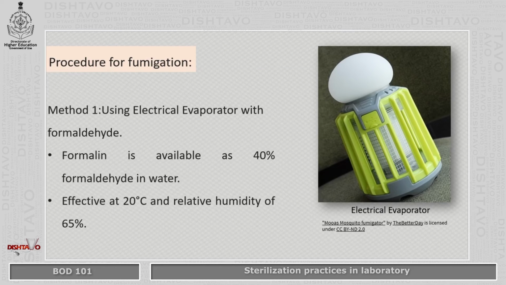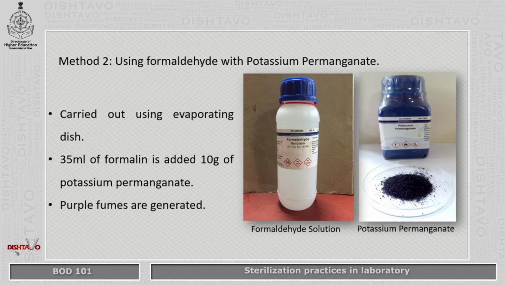Procedure of fumigation. There are two methods. Method 1 is using an electric evaporator with formaldehyde. As we all know, formalin is available as 40% formaldehyde in water. It is effective at 20 degrees Celsius and relative humidity of 65%. This is the instrument in which vapors are formed. Method 2 is by using formaldehyde with potassium permanganate. This is carried out using an evaporating dish. 35 ml of formalin is added to 10 grams of potassium permanganate. You will see purple fumes are generated.